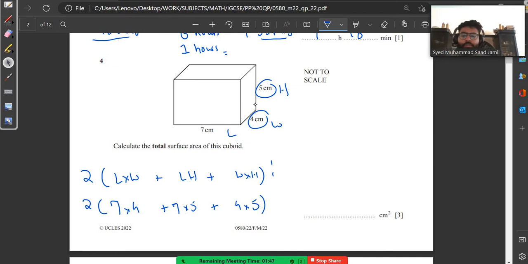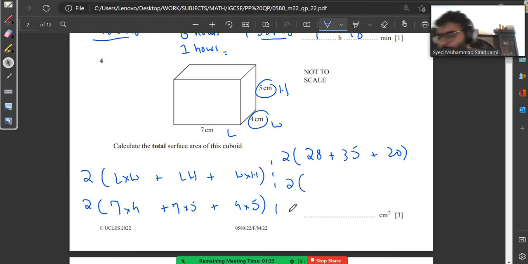Okay, so this becomes 2, 7 4s are 28 plus 35, 7 5s are 35 plus 4 5s are 20. You add all of these numbers up. Let me add over here. 28 plus 35 plus 20, that's 83. And you multiply 83 with 2, that's 166. Any confusion? Yes, any confusion, Adil?